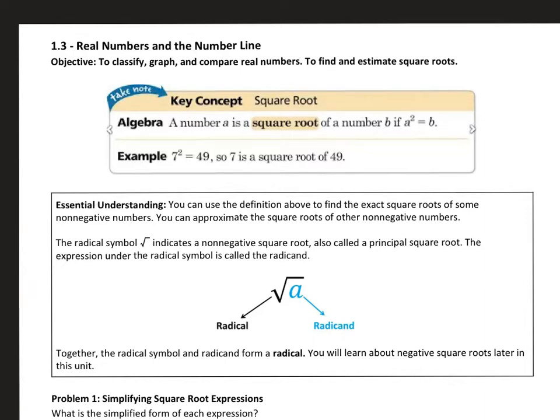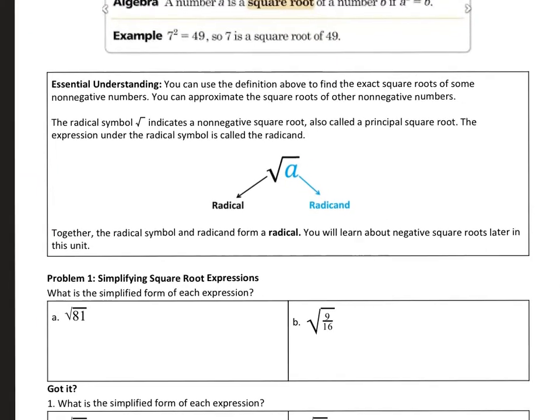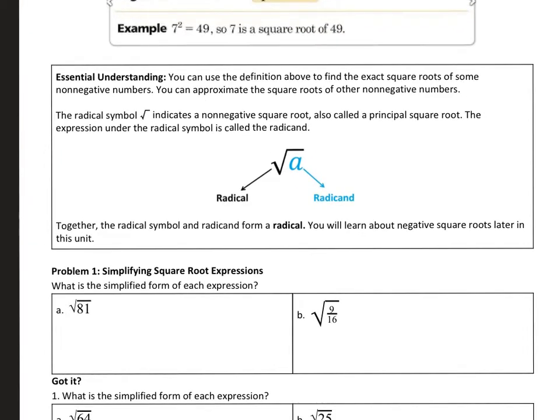A square root of a number, a, is a square root of b if a squared equals b. We talked a little bit about squaring numbers before. A square root undoes the act of squaring a number. So an example: if 7 squared is 49, that means that 7 is a square root of 49. And this essential understanding talks about that a little bit further.